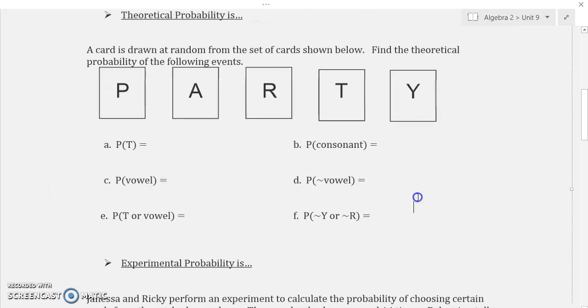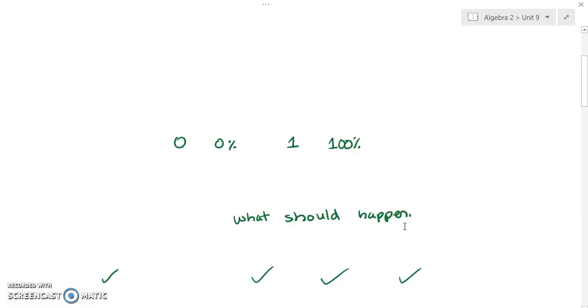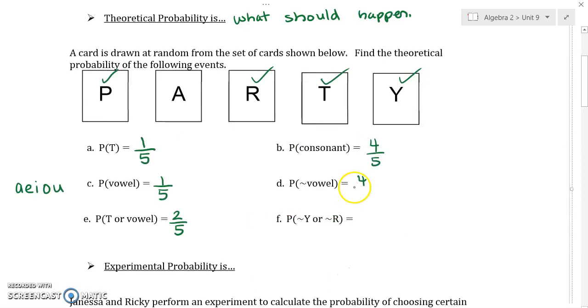Oh, sorry. Hold on. My screen is going blank on me. There we go.